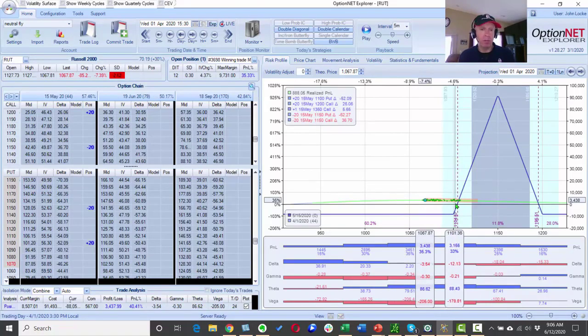This is not a problem. We have a strong theta number. We have a flat delta. We have everything we need, right? Nice solid negative vega. We have everything we need to make money out here. From a Greek standpoint, there's no reason to do anything.